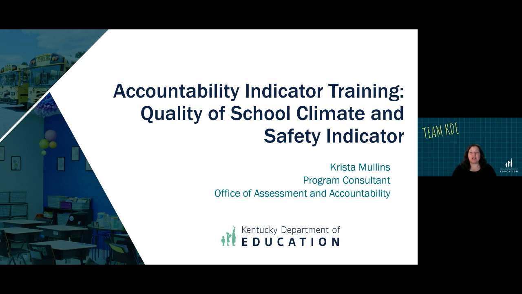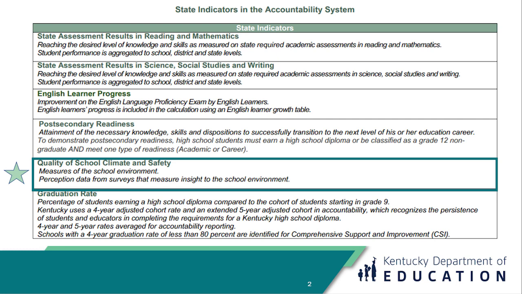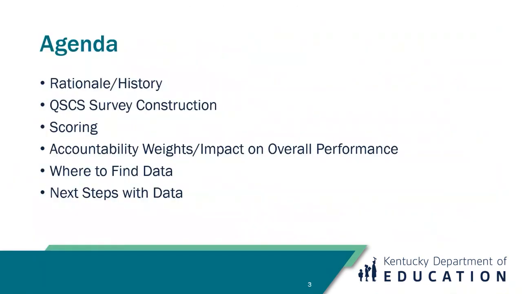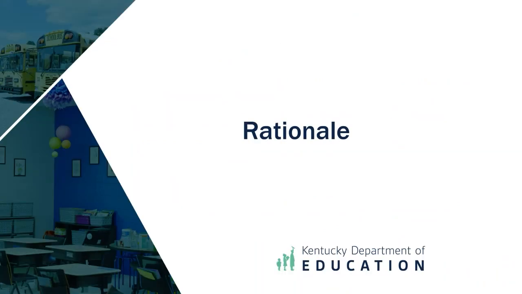I am pleased to be talking with you today about the Quality of School Climate and Safety Indicator. Quality of School Climate and Safety, or QSCS, is one of 6 state indicators in the accountability system. Today we are going to discuss the rationale behind the Quality of School Climate and Safety Survey, how it is constructed, scoring, accountability weight, where to find the data, and how that data might be used.